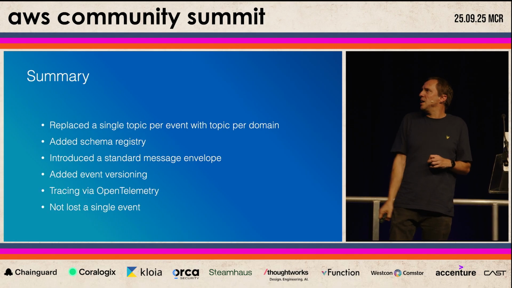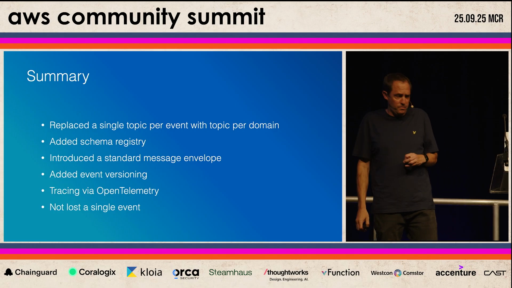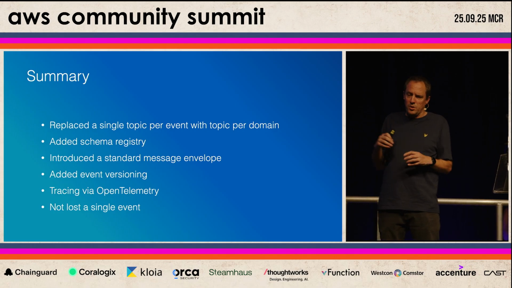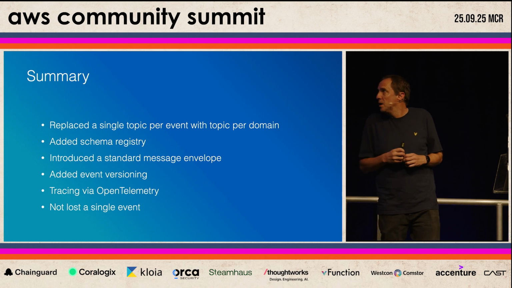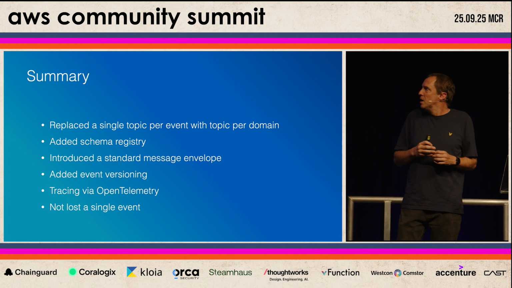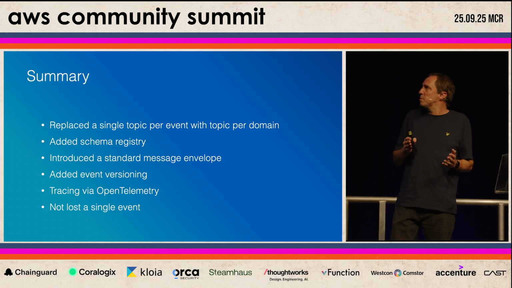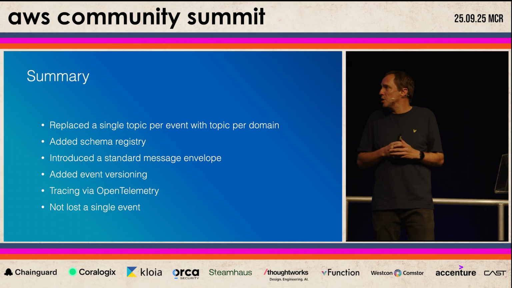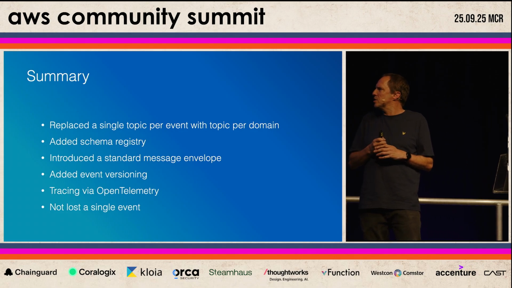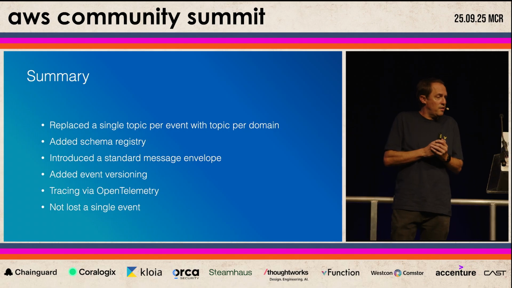So what exactly did we do? Just in summary, we replaced a single topic per event with a topic per domain. We added schema registry to make our events discoverable. We introduced a standard message envelope. We've added versioning. We did tracing using OpenTelemetry, and we didn't lose anything, which is always good. And so, yeah, that's what we've been doing.